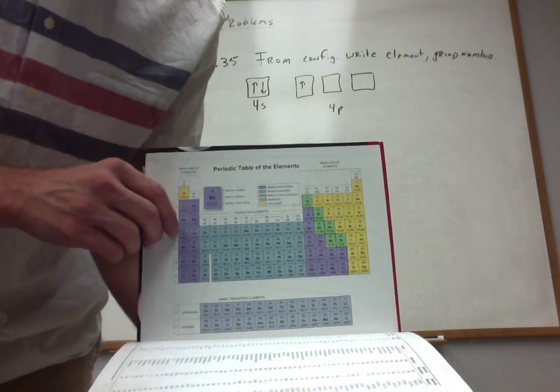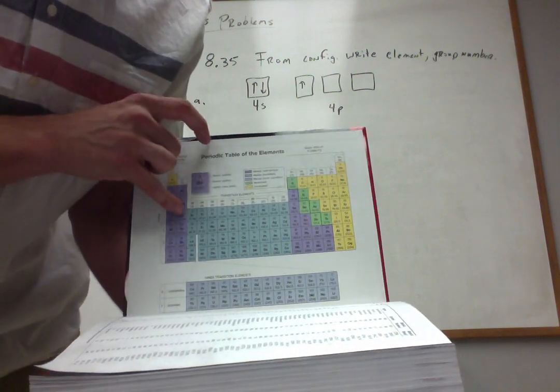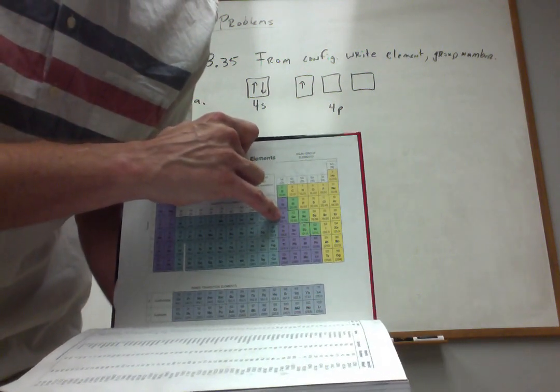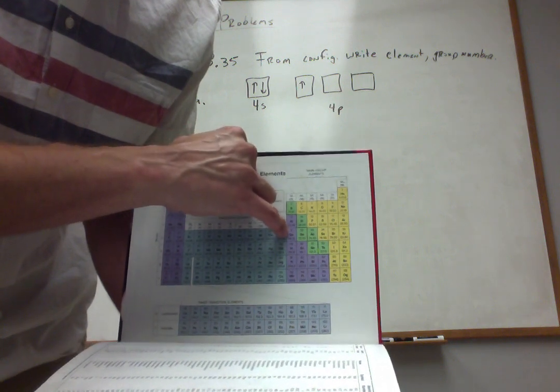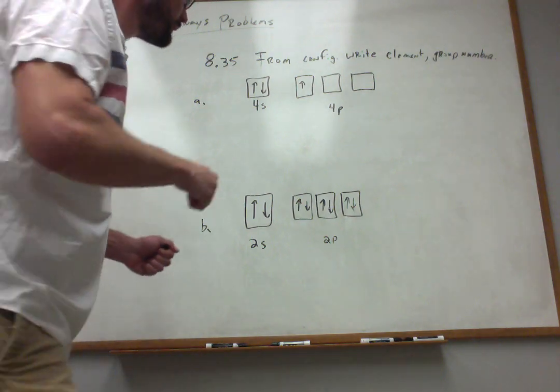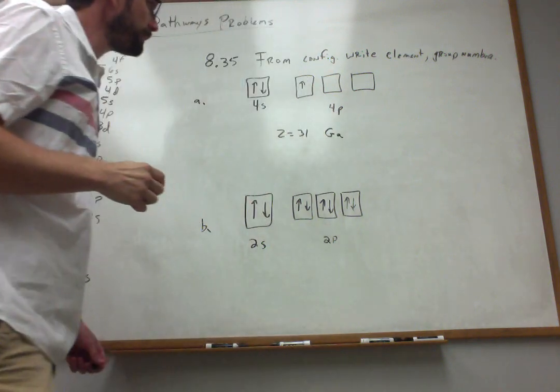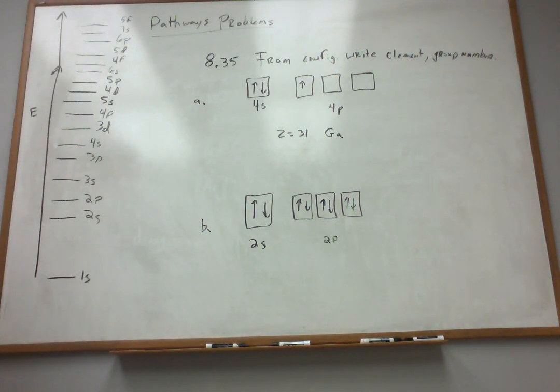So if I've got my 4s2, and then I've got 4p1, I can slide all the way over here. And it looks like I'm at element number 31, gallium. And that would be what my answer could be. This electron configuration is consistent with gallium, element number 31. But let me ask you one more thing.